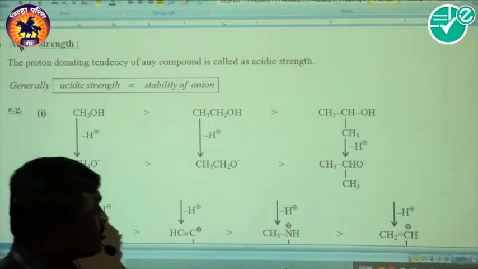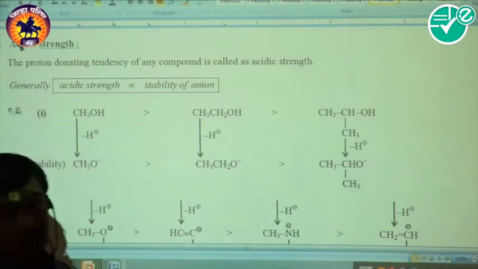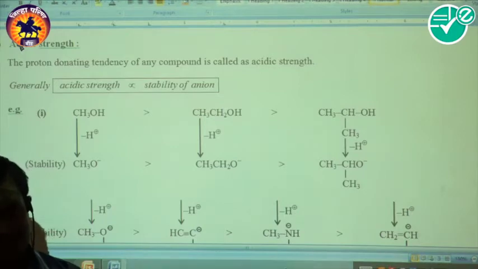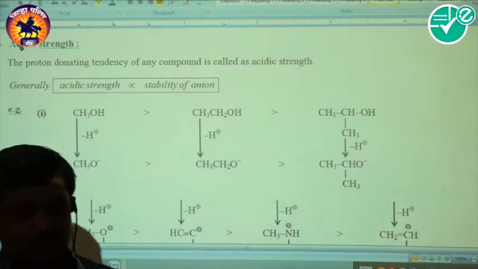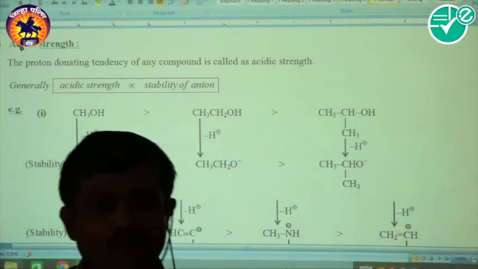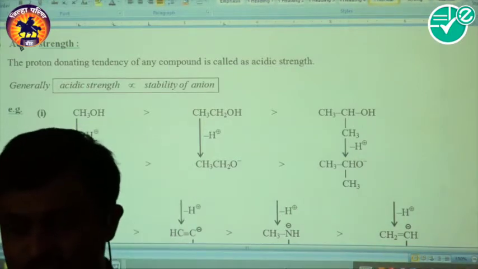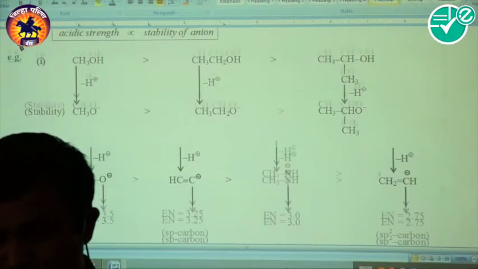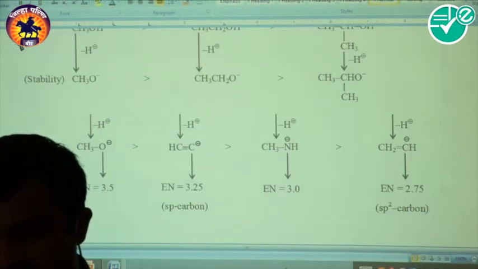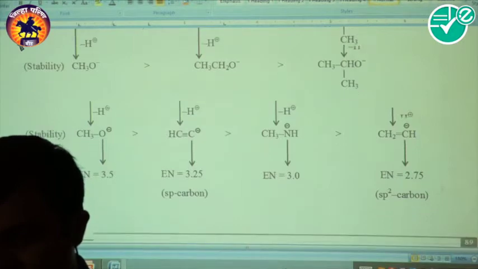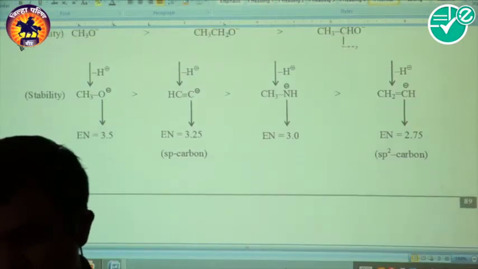So in the place of CH3, if we use an electron withdrawing group, that is chlorine or fluorine, then the stability of the anion is more, and because of that the acid strength is more. Here the electronegativity is also responsible, and we already discussed that point.